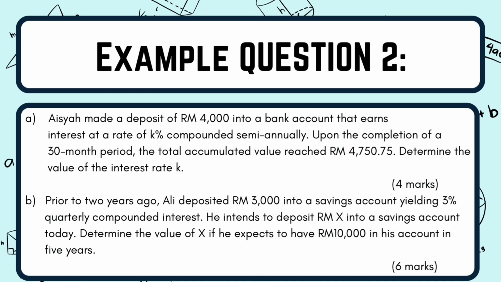Example question 2. A. Aisha made a deposit of 4,000 ringgit Malaysia into a bank account that earns interest at a rate of K% compounded semi-annually. Upon the completion of a 30-month period, the total accumulated value reached 4,750 ringgit Malaysia and 75 cents. Determine the value of the interest rate K. B. Prior to 2 years ago, Ali deposited 3,000 ringgit Malaysia into a savings account yielding 3% quarterly compounded interest. He intends to deposit X ringgit Malaysia into a savings account today. Determine the value of X if he expects to have 10,000 ringgit Malaysia in his account in 5 years.